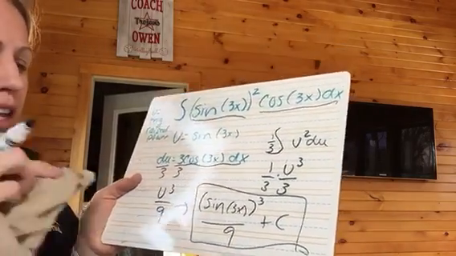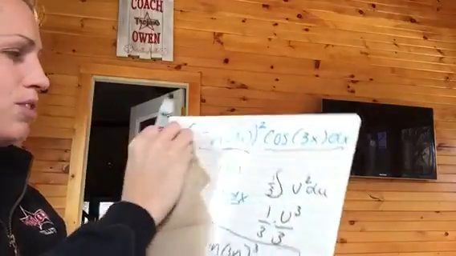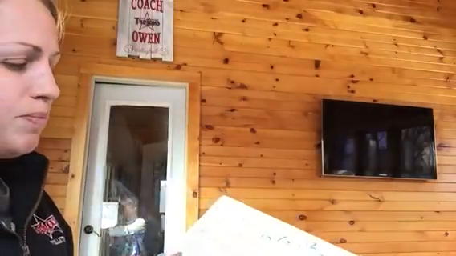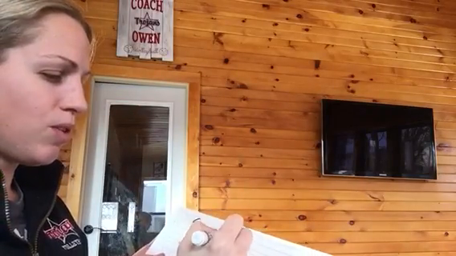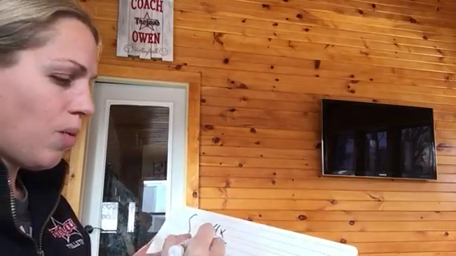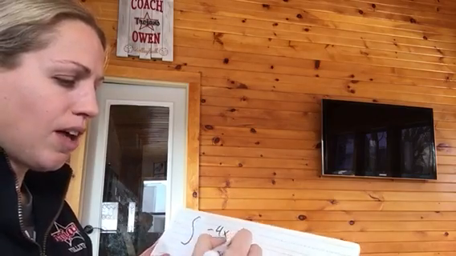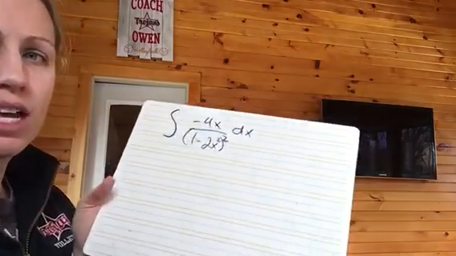So that takes us to our last example, which is example number 6. Okay. Example number 6, we have our first fraction problem here. So we have negative 4x over 1 minus 2x squared, and then that quantity is squared dx.